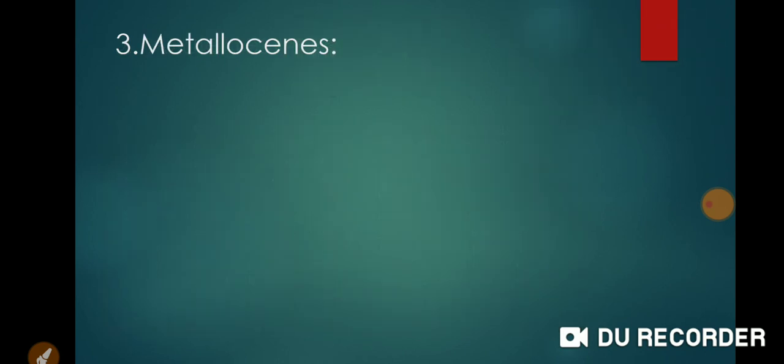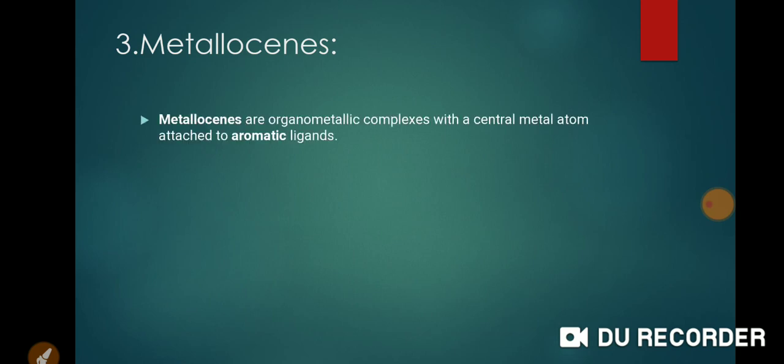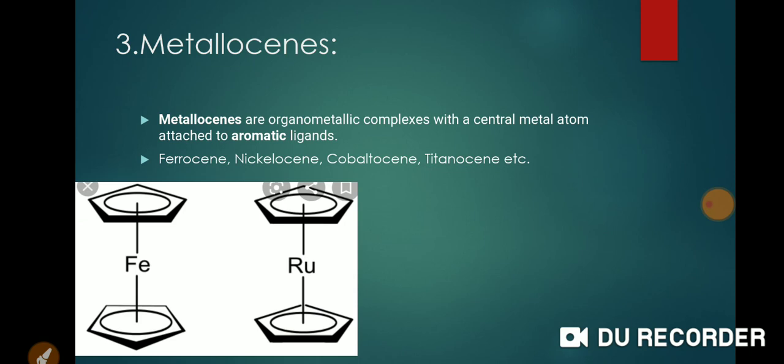Another system we have to consider is the aromaticity of metallocenes. Metallocenes are organometallic complexes with a central metal atom attached to aromatic ligands. The most common examples are ferrocene, then nickelocene, cobaltocene, titanocene, etc. Here is the structure of ferrocene.